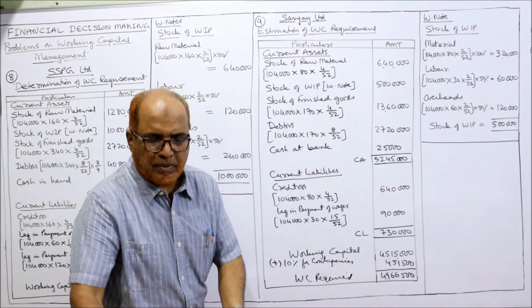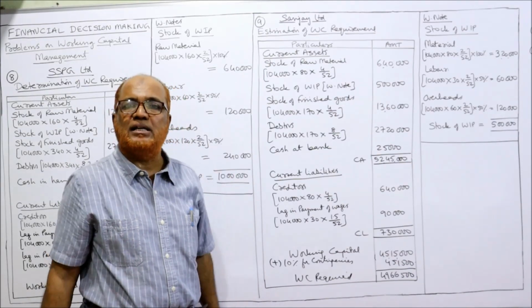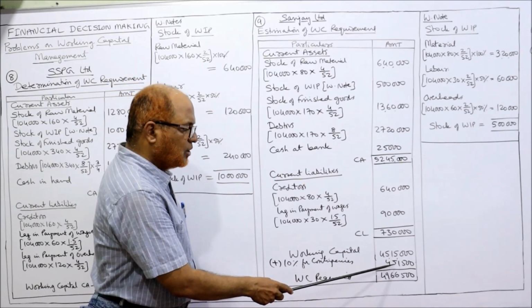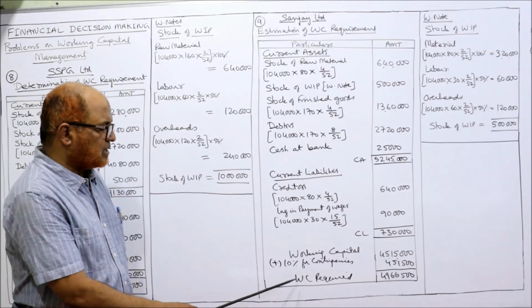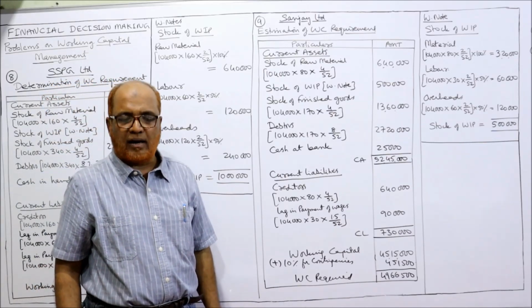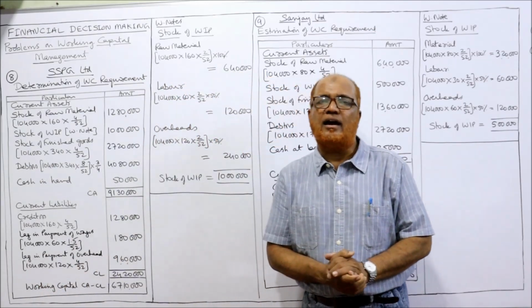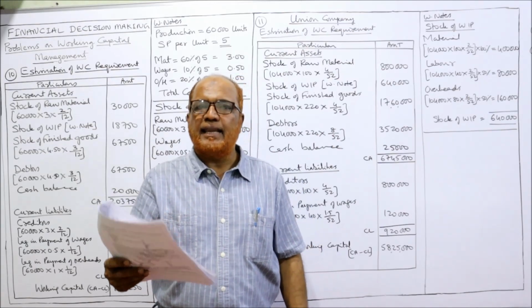Because specifically it is given that 10% should be added for contingencies. So here 10% of 45 lakh 15,000 is 4,51,500. Total comes to 49 lakh 66,500. This is the working capital required. That's all. So in this video I have completed 8th and 9th. Totally 9 problems I have completed. Come on, now we'll start the next problem.